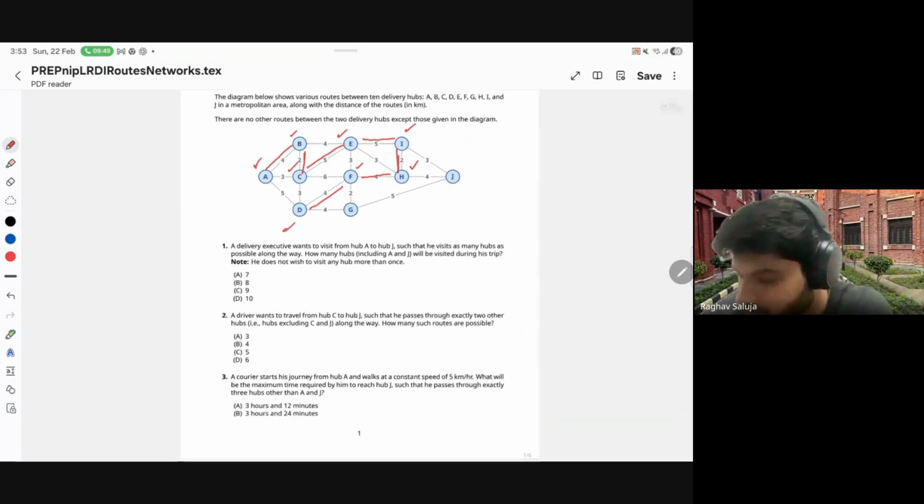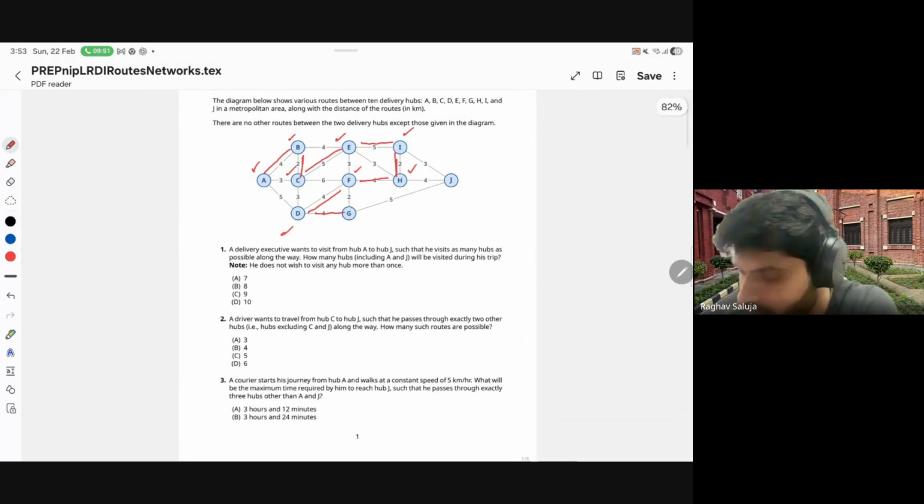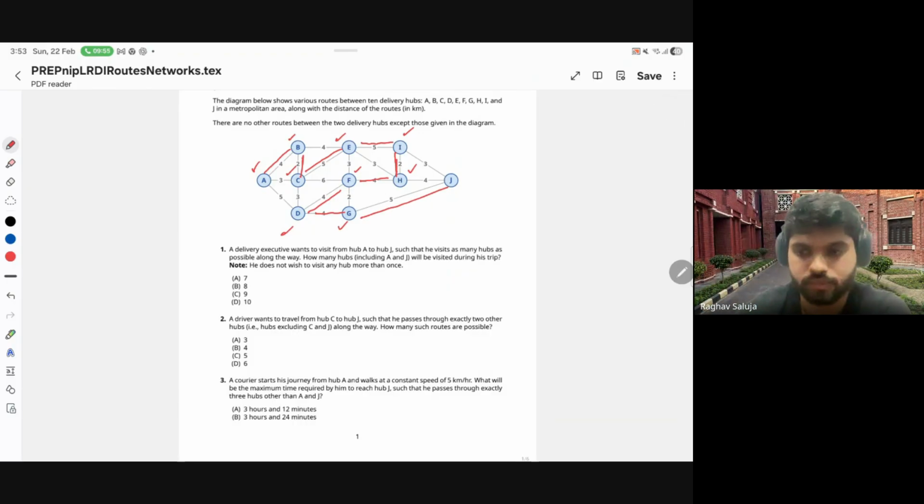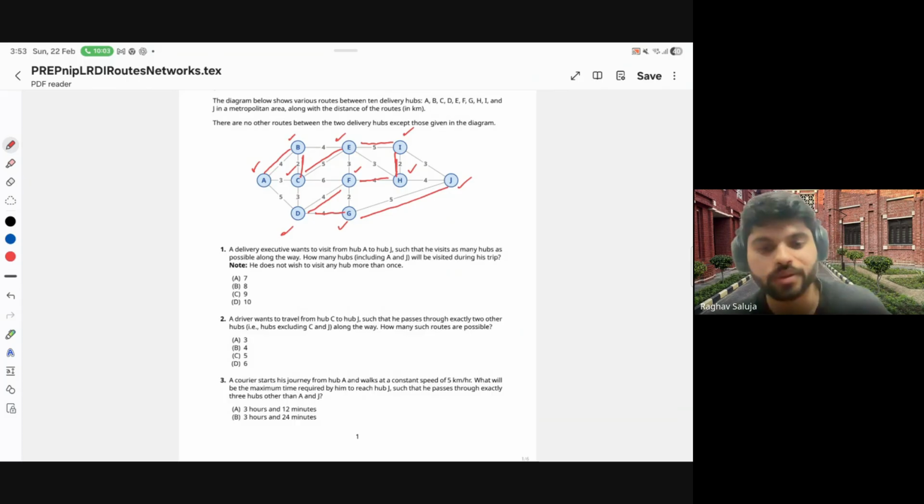Okay, D also done. From D, I'll go to G. G also done. And from G, I'll go to J. J also done. So, I did not repeat any hub, but I am able to cover every hub only once.